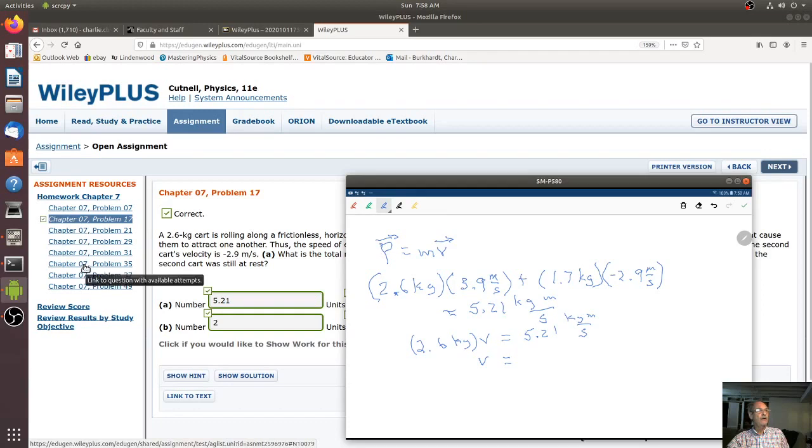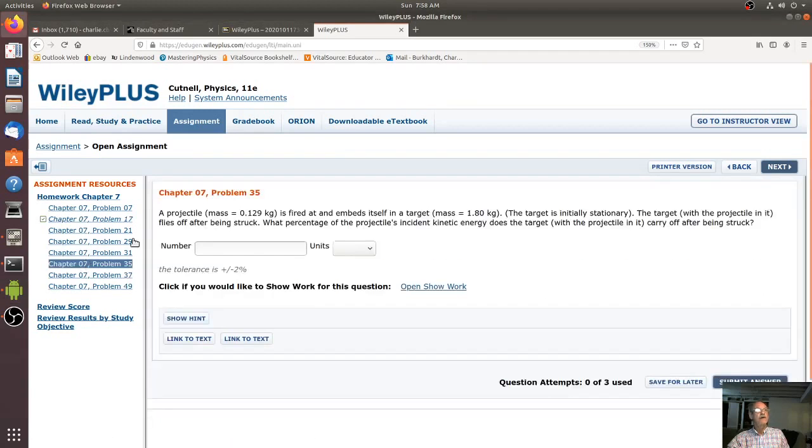Let's do one more here. A projectile is fired, embeds itself in a target. The target is initially stationary. The target with the projectile flies off after being struck. What percentage of the projectile's kinetic energy does the target with a projectile in it carry off after being struck? Okay, we don't have very many numbers here. So this is number 35. So I'm not going to work this all the way down. I'm just going to talk about it a little bit.